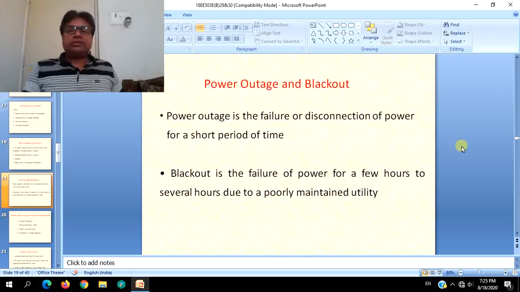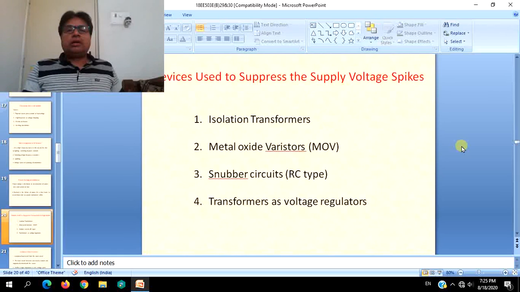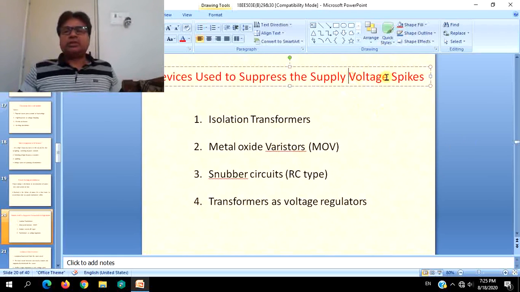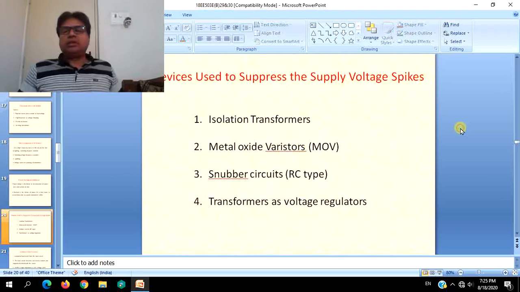Coming out of a given supply source, voltage spikes are the main culprits which affect the output voltage adversely. So we will be discussing how to eliminate them, and here are listed 4 different devices which are mainly used in most circuits, depending on the requirements, to suppress the spikes in the supply voltage. Devices used to suppress the supply voltage spikes.